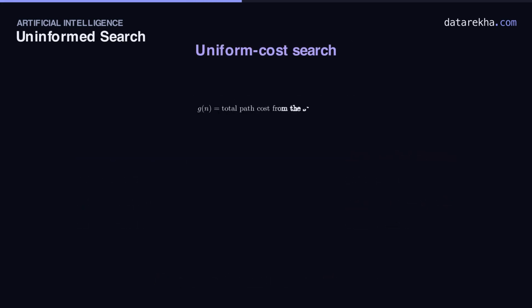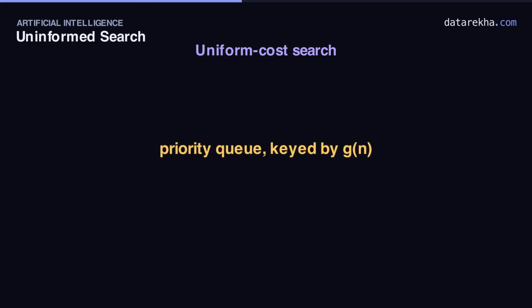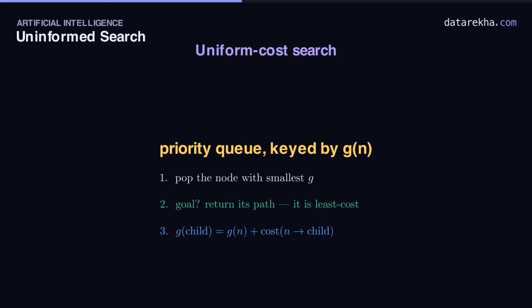Uniform cost search fixes exactly that. It stops counting edges and starts counting cost. For every node, it tracks g(n), the total path cost from the start to that node, and it swaps the queue for a priority queue, a min-heap keyed by g. It always pulls out the node with the smallest path cost so far, not the shallowest one. Everything else is the same three-step loop. Pop the cheapest, test for the goal, expand, and update each child's g.